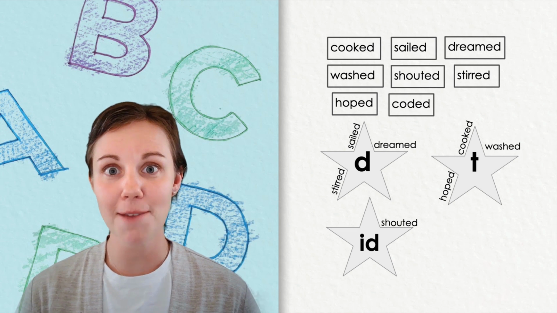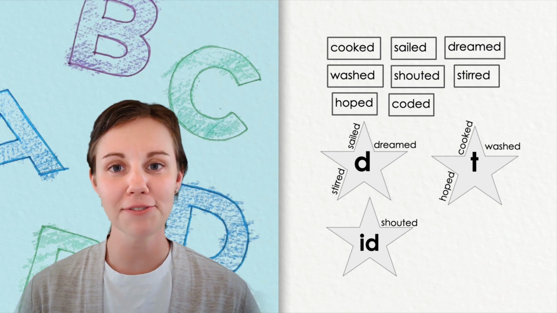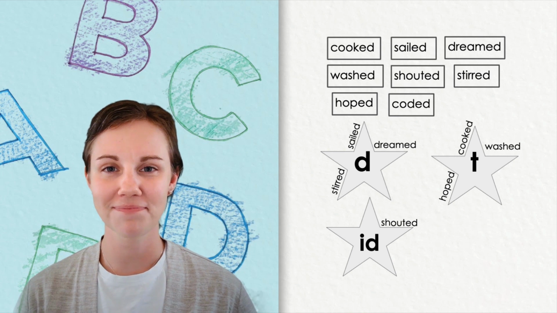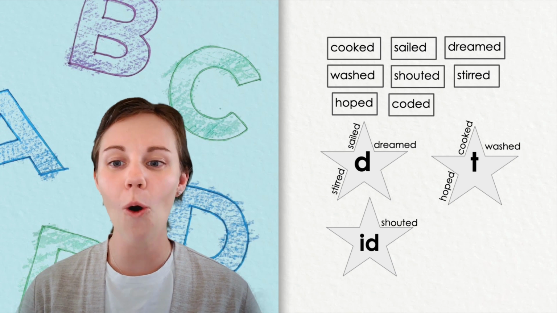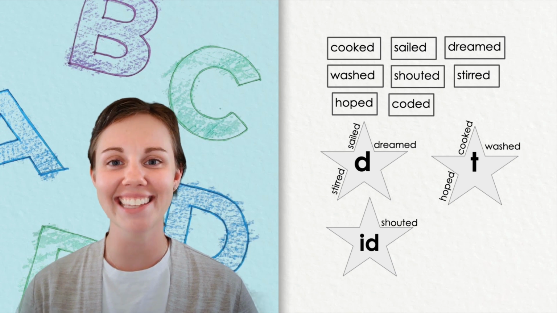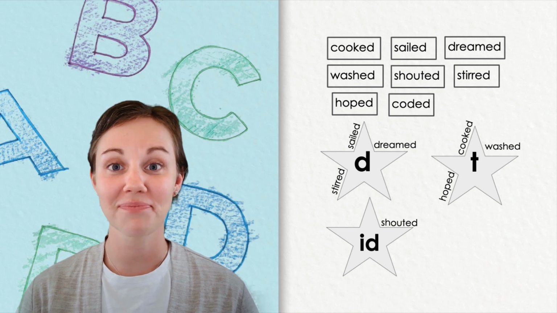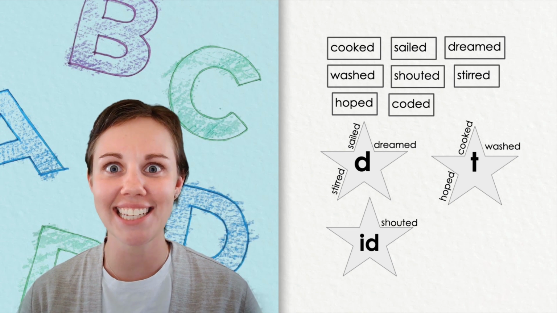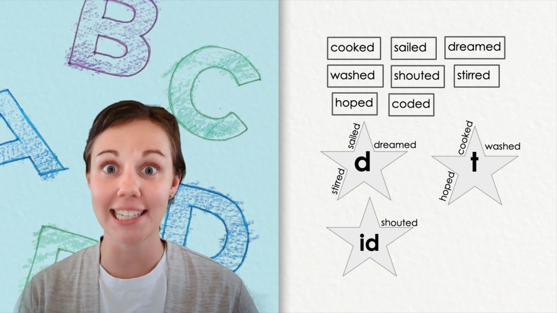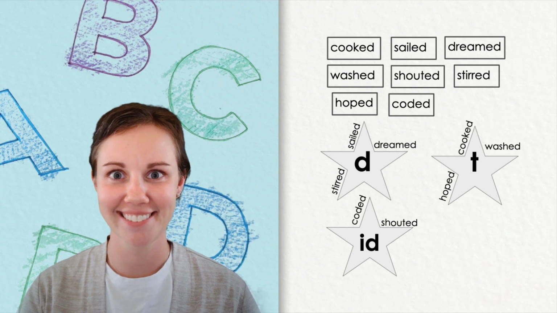This is a good one to try. It uses that magic E pattern too. Can you find the base word? Read the whole thing. What does it say? Coded. I heard it. Coded. It belongs on our ID star. Great reading.